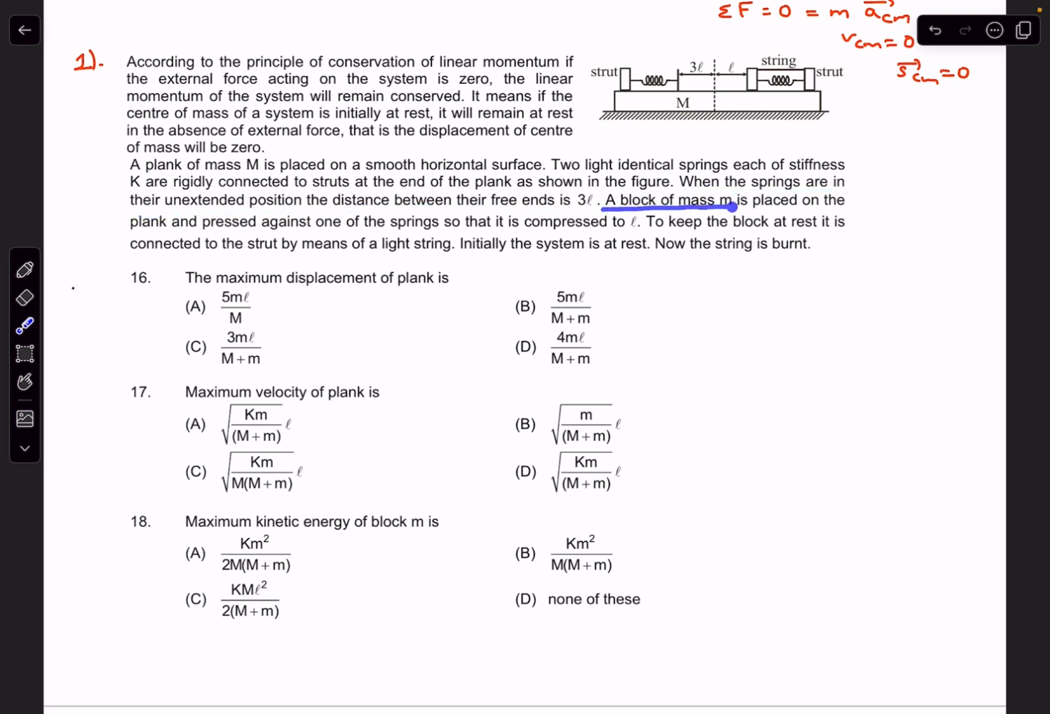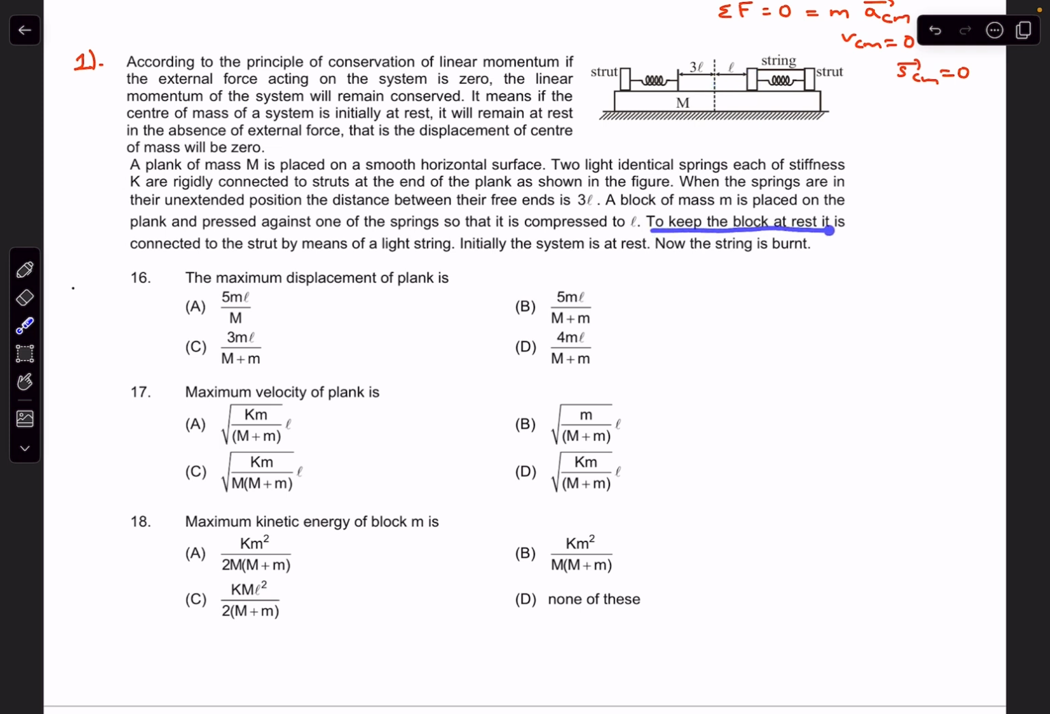A block of mass capital M is placed on the plank and pressed against one of the springs so that it is compressed to a length L. So initially, there was no mass here, so this spring over here was uncompressed. And while it is in its natural length, the spring was something like this, such that the distance between the two springs was equal to 3L. Now what we did is we brought a mass and compressed the spring by a distance of L.